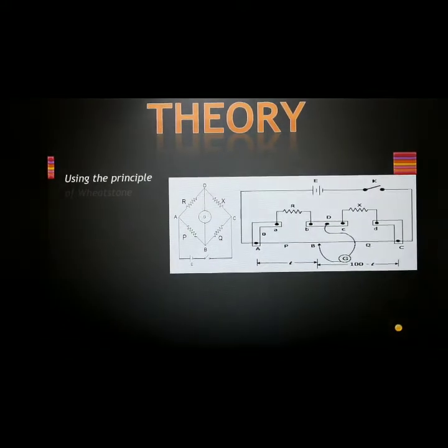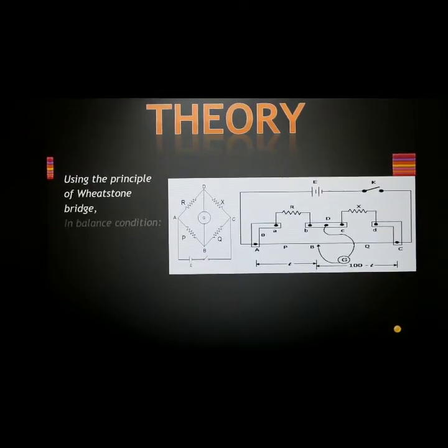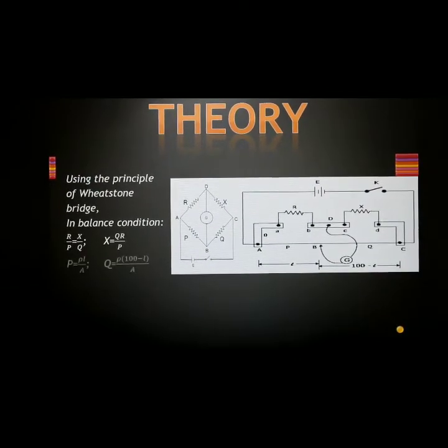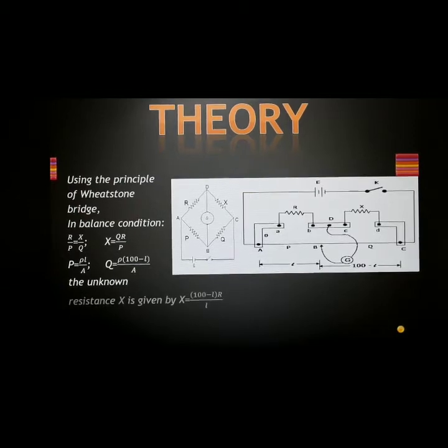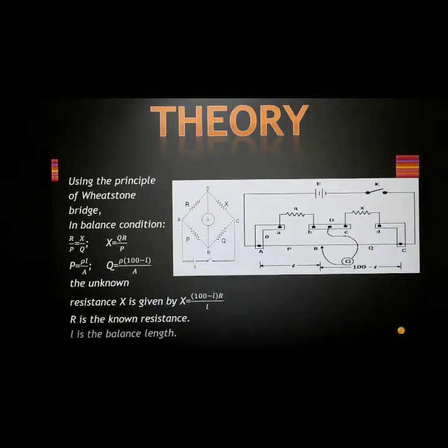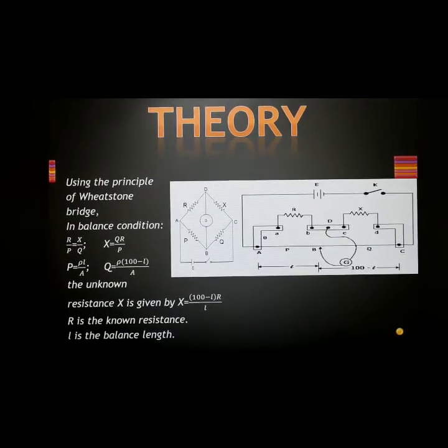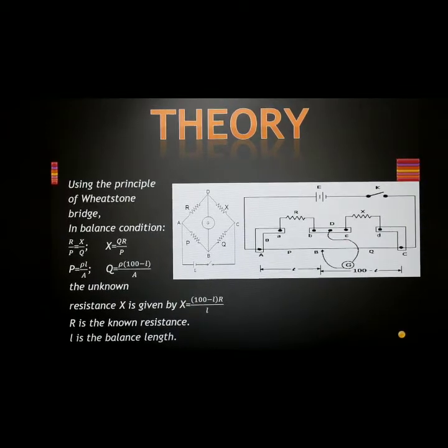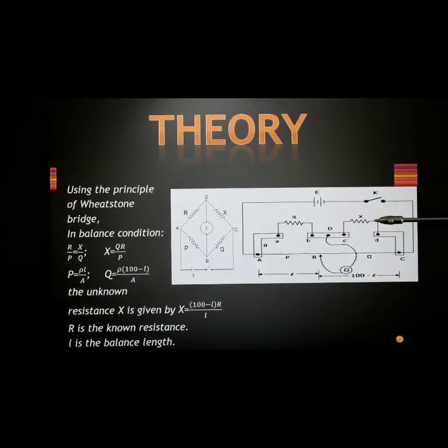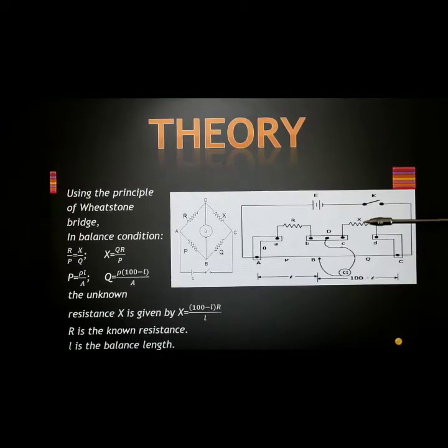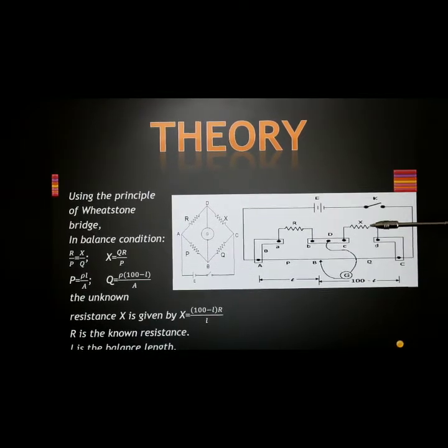The theory behind the experiment is very important. We use the principle of Wheatstone bridge to find the resistance of the given resistor. Actually, we have a wire. The unknown resistance is in the form of a wire. We need to find that, and it is denoted by X in this circuit diagram.